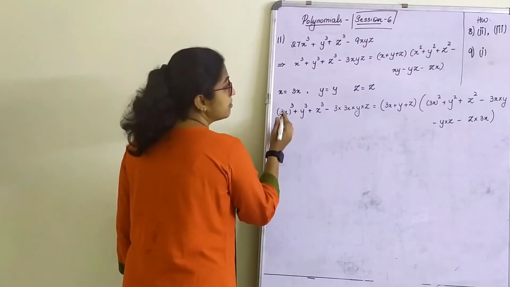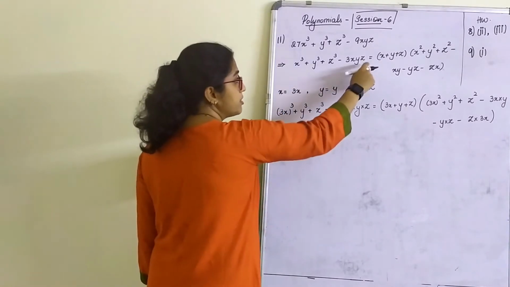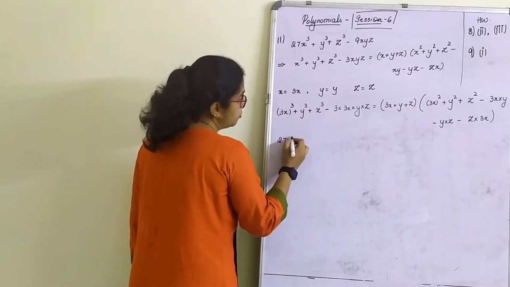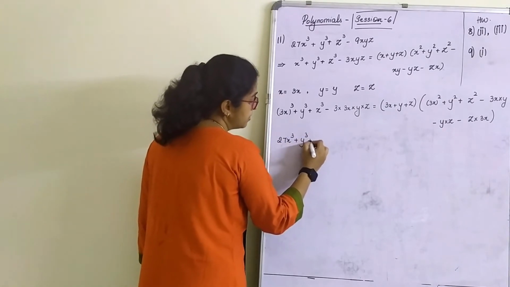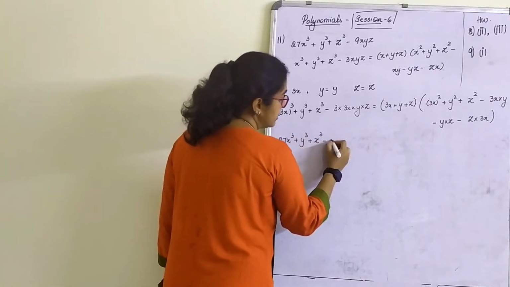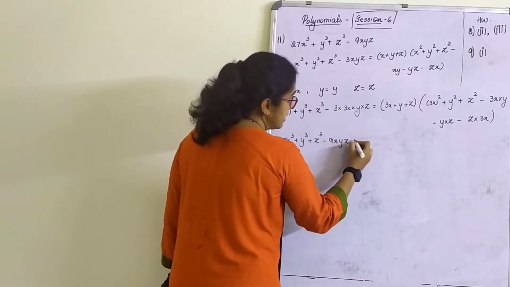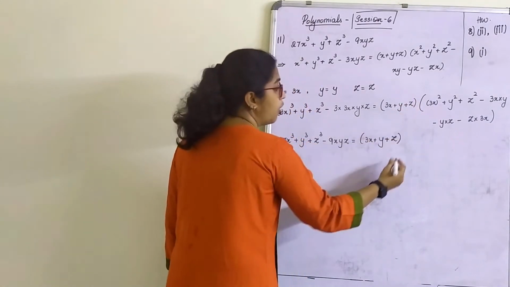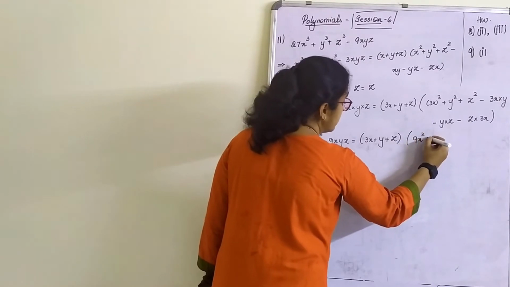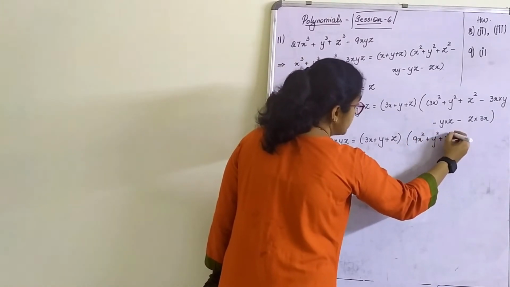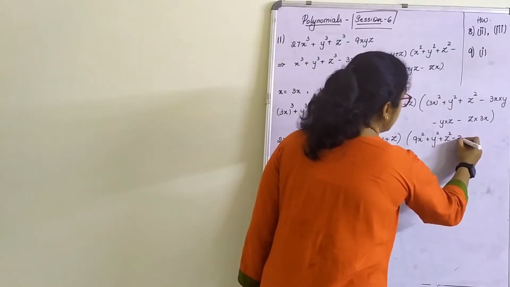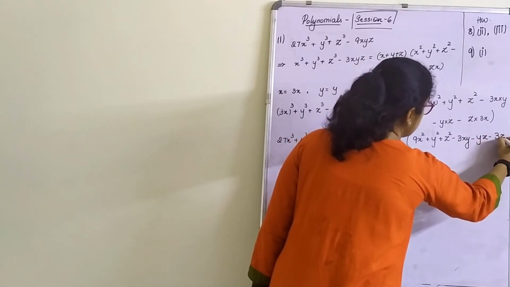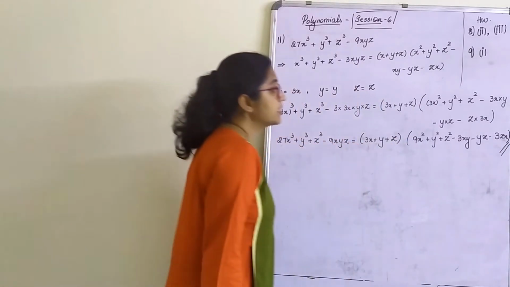So this is 9. Do not put an equal to sign here, that's only because we already have an equal to sign. 27x cube plus y cube plus z cube minus 3 3s are 9xyz is equal to 3x plus y plus z of 9x square plus y square plus z square, the remaining terms, minus 3xy minus yz minus 3zx. This is how you solve it.